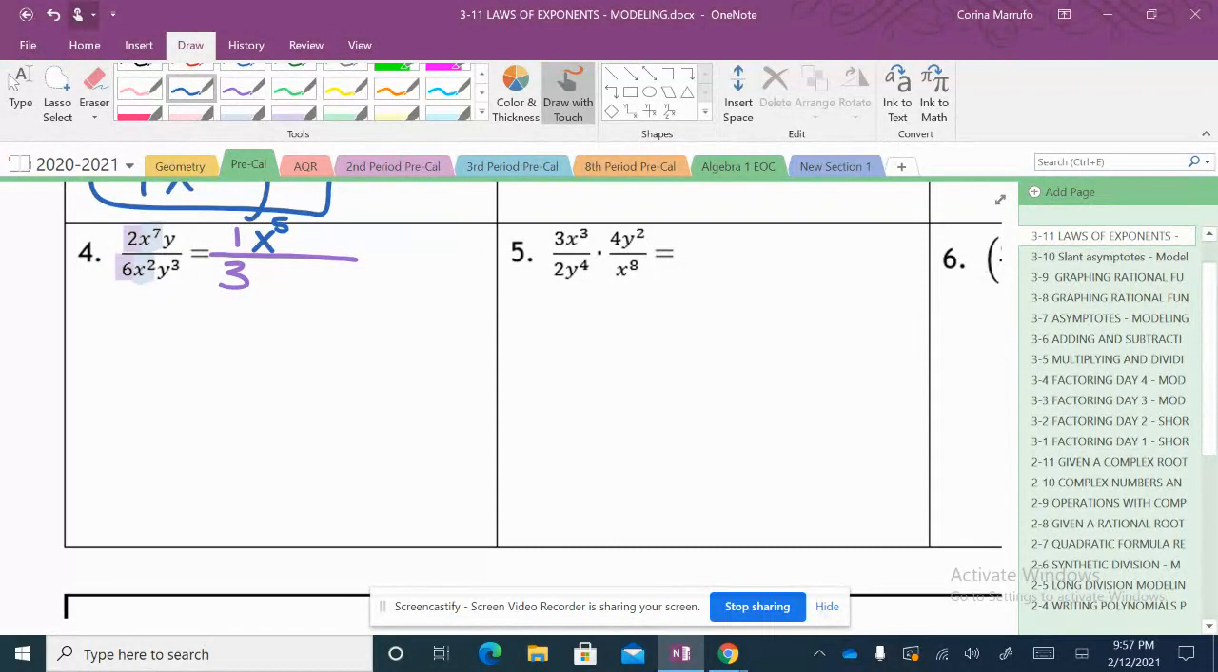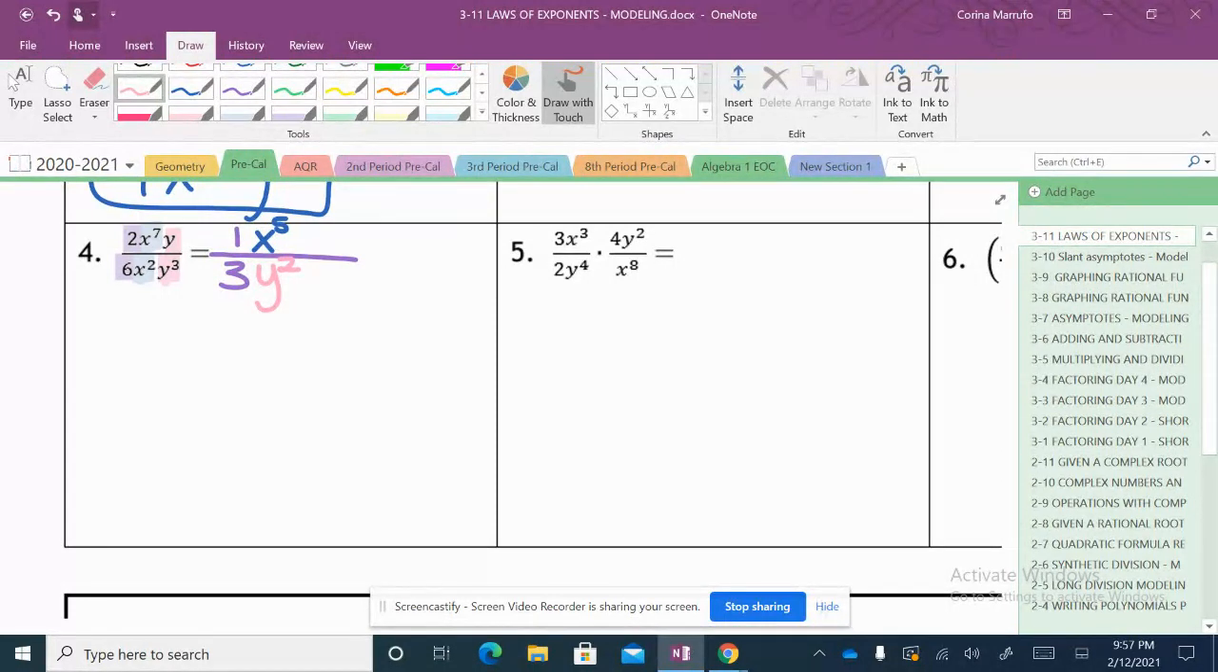Now on the bottom, I don't think this rule was on there. But on the bottom, we have y and y to the 3rd power. So when I do 1 minus 3, that gives us -2. So then that means that the 2 is going to go on the denominator, the y squared.